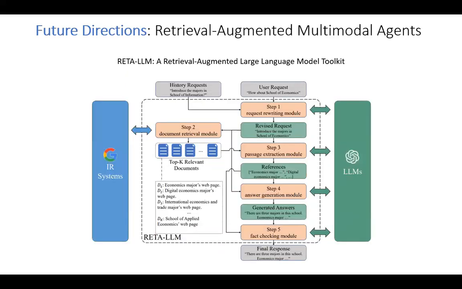And the second direction is retrieval augmented multimodal agents. This is inspired by retrieval augmented large language model. For instance, if we have a database with a product image and the price pairs, can a multimodal agent retrieve the corresponding price when prompted with a product image?